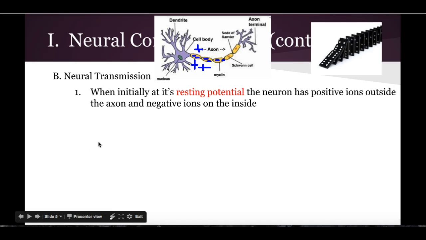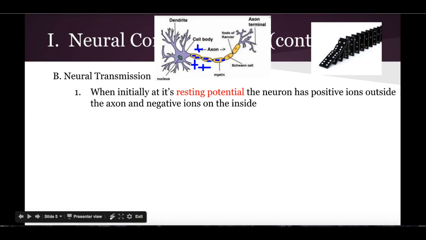Now you'll notice that I also have a picture of dominoes up here. I'm going to use that as my analogy. My resting potential is when my neuron is ready to fire, sitting like this waiting for a message. With the dominoes, when I have all the dominoes lined up and ready to go, if you've ever played with dominoes and you hit the first one and it hits all the ones after it, that's what I'm talking about. When you have all your dominoes set up and ready to go, that's our resting potential.